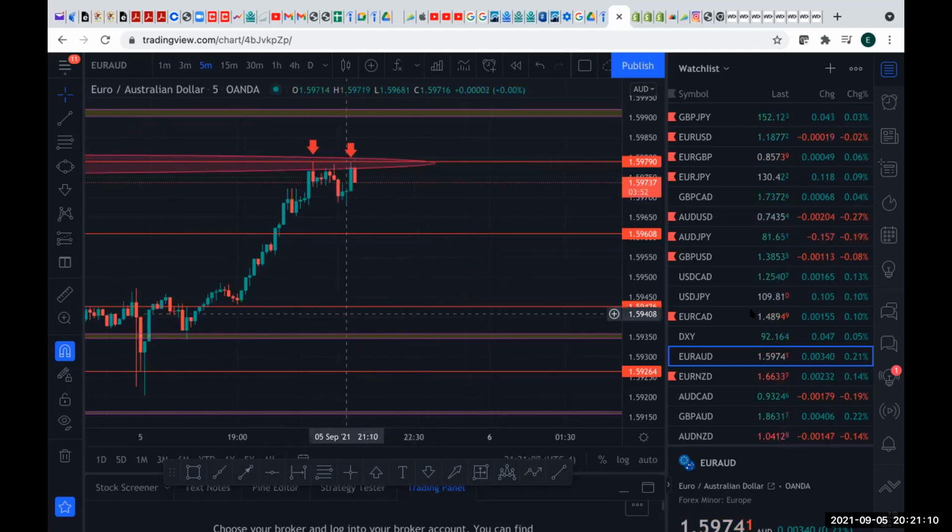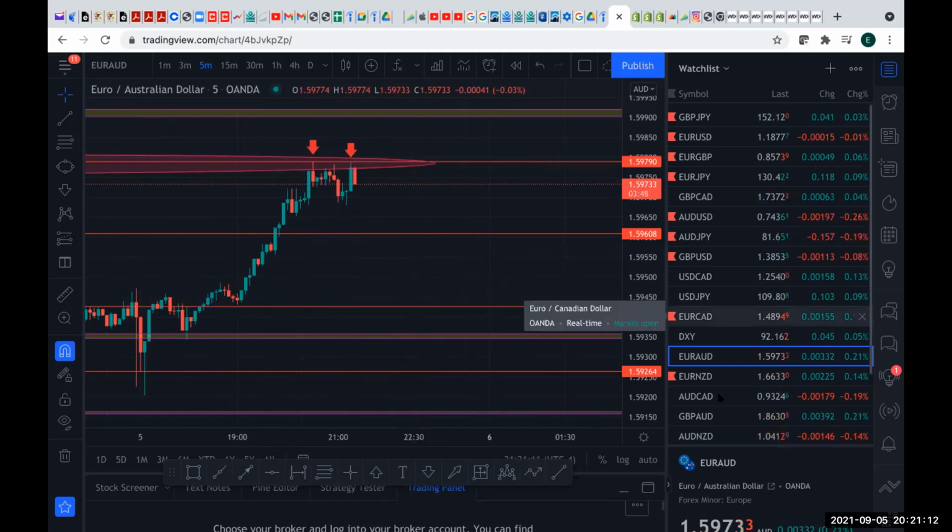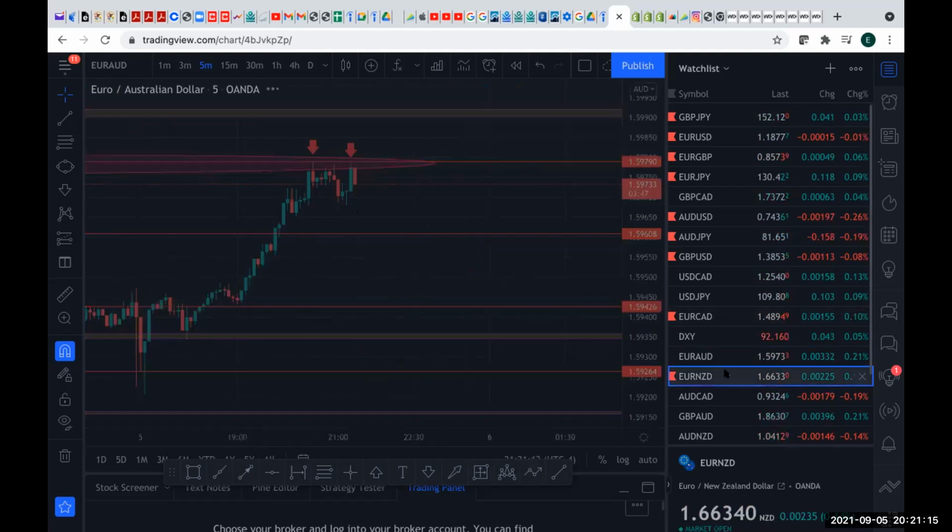All right, let me go over to, I'm going to go ahead and do EUR NZD. Let me know when you guys are ready to share your screen and show your markup.